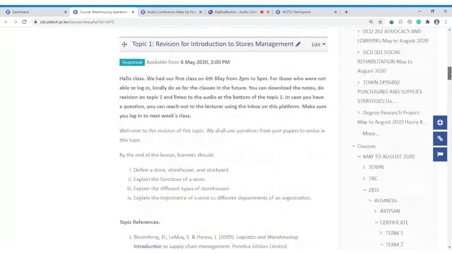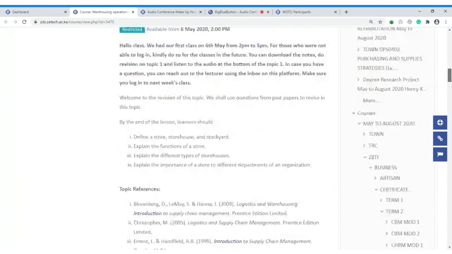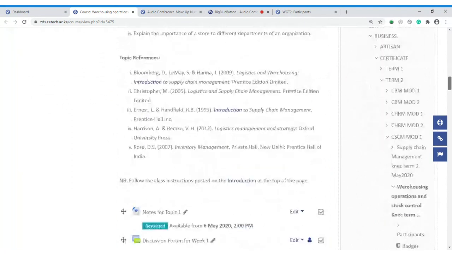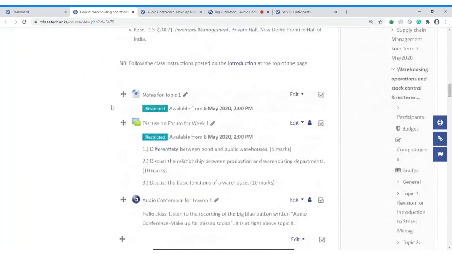This is the beginning of topic 1. So there's an introduction here, and then there are notes. You already have the notes, but I have uploaded the notes for anybody who may need them. These ones. In every topic you will have notes. In every topic you will have a discussion forum, and in every topic you will have a big blue button.